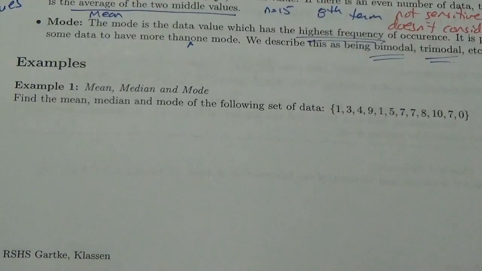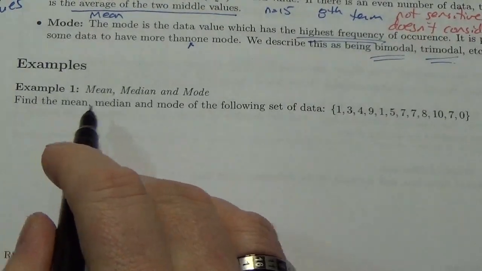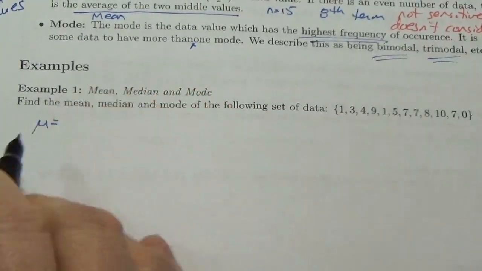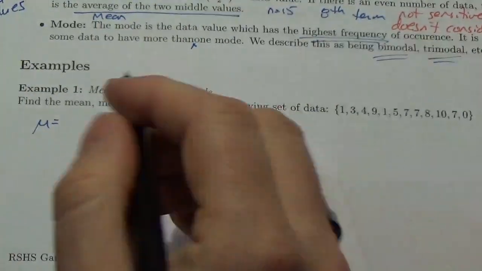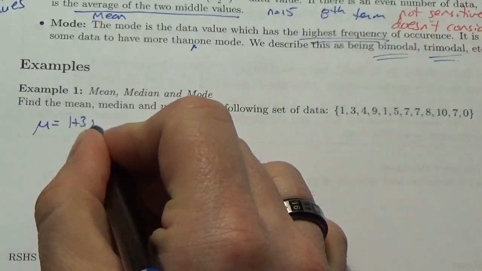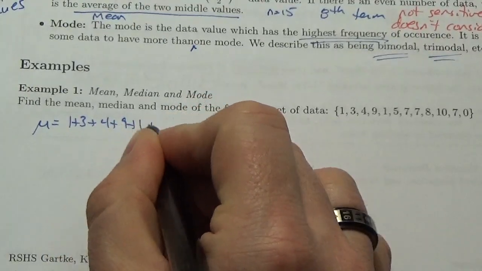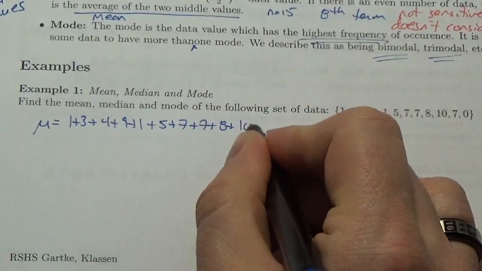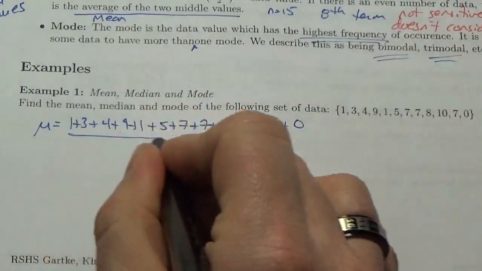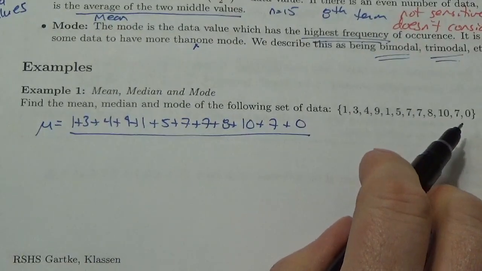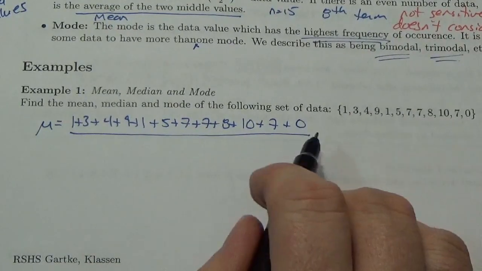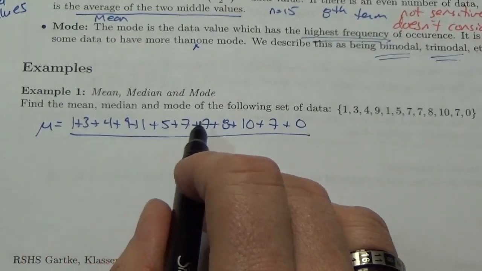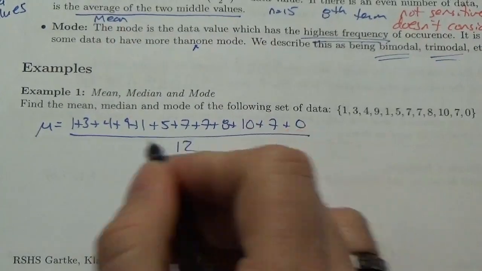For this first example, we're being asked to find the mean, median, and mode of the following data set. Well, the mean, in this case we're going to use the mu symbol because we're going to take the average of the whole thing. It's really just going to be the sum of all of those terms, plus 10 plus 7. And I'm going to add that 0 in there. Don't get thrown off by that 0. It's still a value that I need to consider. Then I'm going to divide by 1, 2, 3, 4, 5, 6, 7, 8, 9, 10, 11, 12. So I'm going to divide by 12.